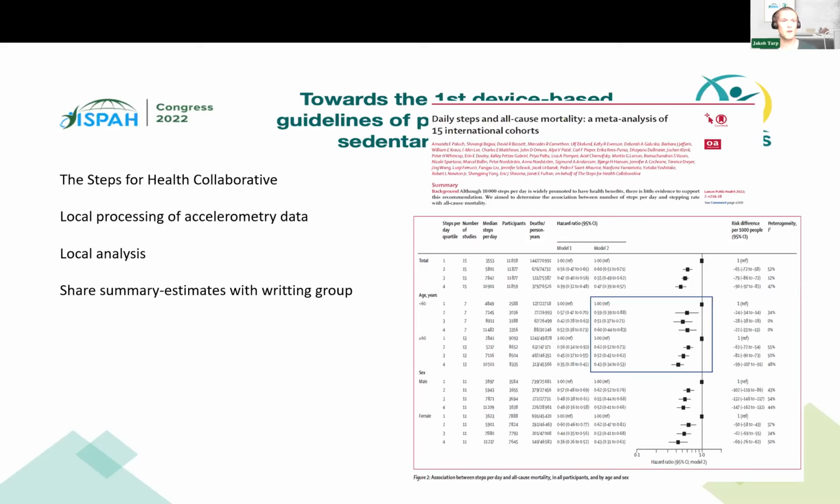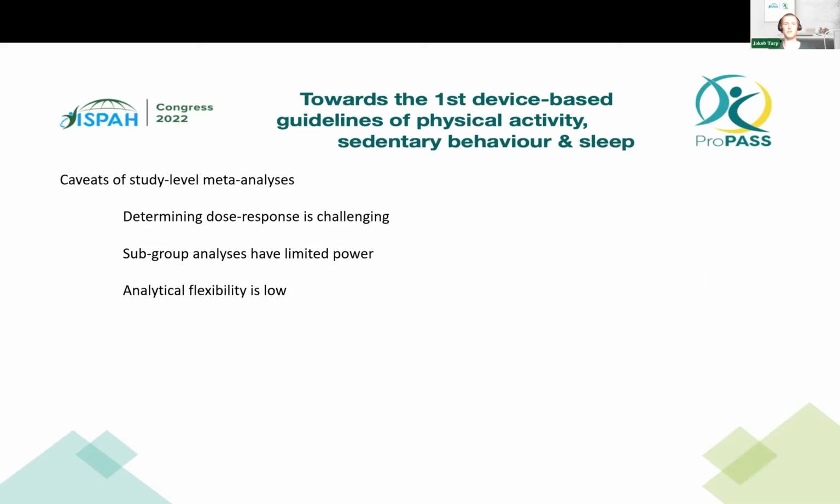So this is clearly way more feasible: just have people do their analysis like they usually do and then pool it in a meta-analysis, compared with something like ICAT. So what are the caveats of doing this type of study-level meta-analysis? There are several caveats, but I've highlighted 3 that I think are important to discuss here.